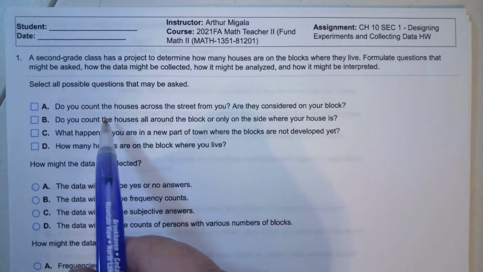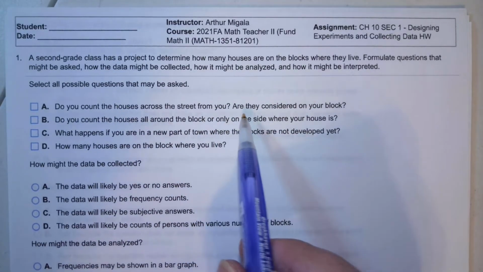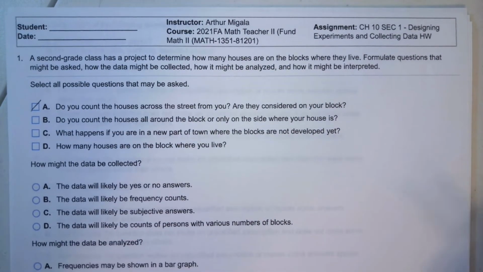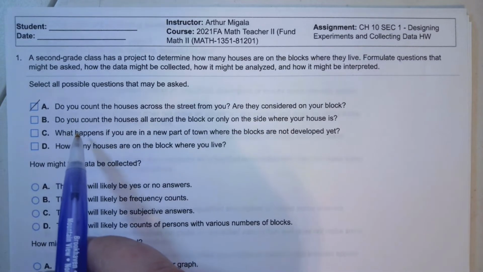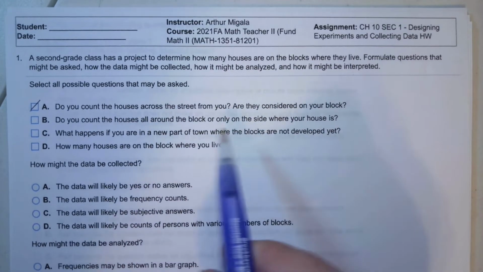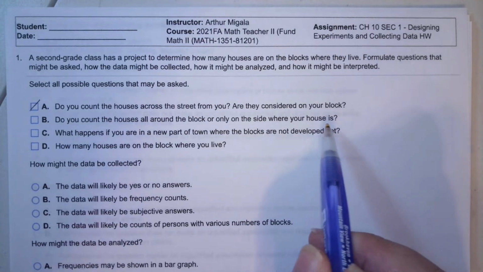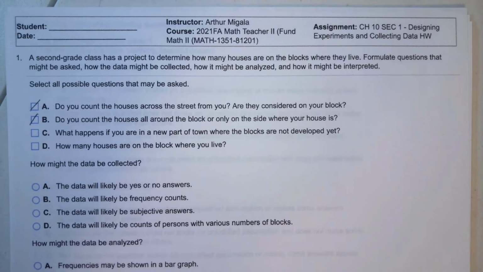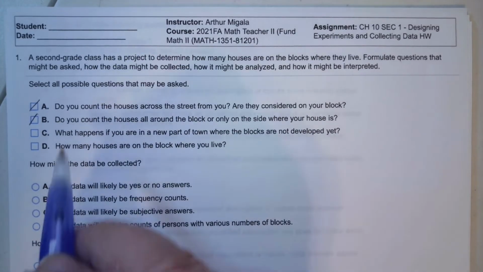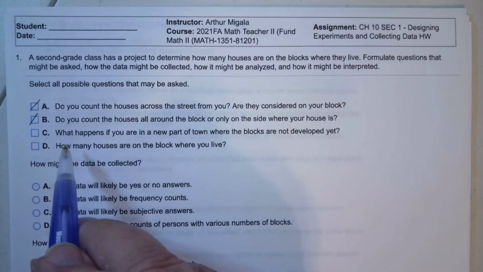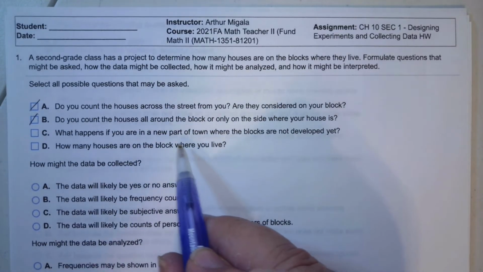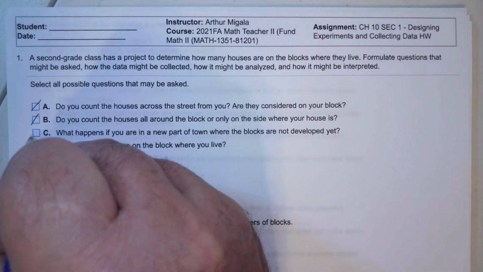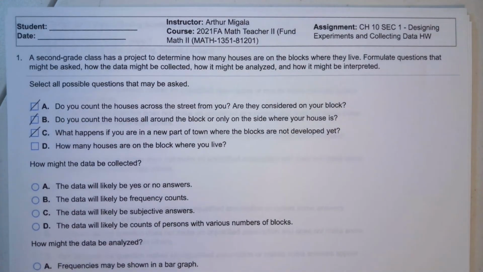Do you count the houses across the street from you? Are they considered on your block? Well, that's a good question, but that helps you distinguish which ones you have to count or not. Do you count the houses all around the block, or only the side where your house is? That's a good question, because it helps distinguish how many you actually have and defining what a block is. What happens if you're in a new part of town where the blocks are not developed yet? That's also a good question, because you have to define what is a block.